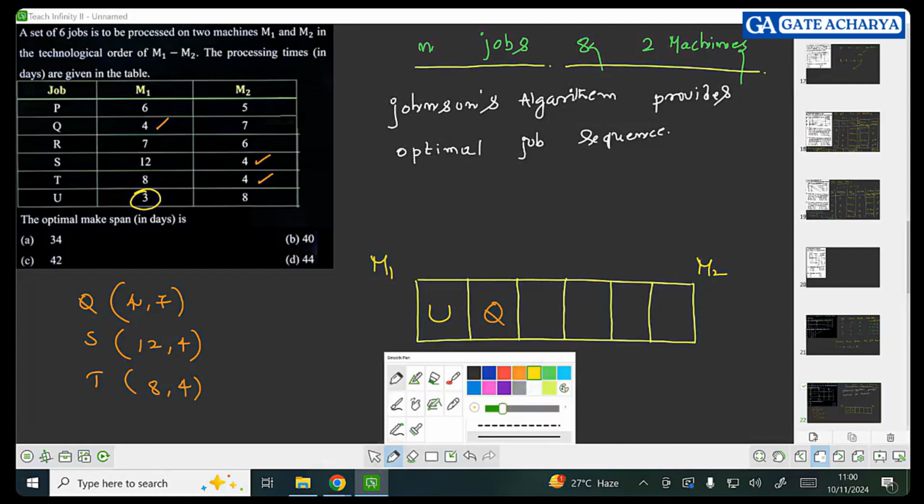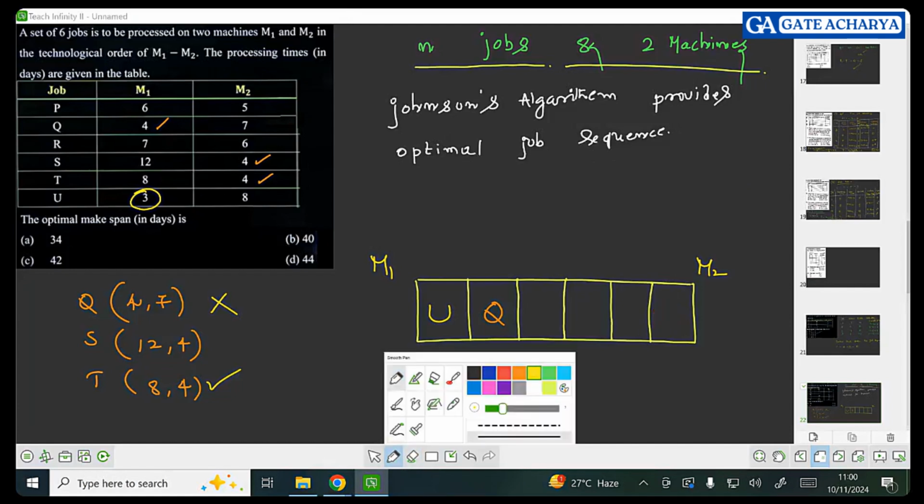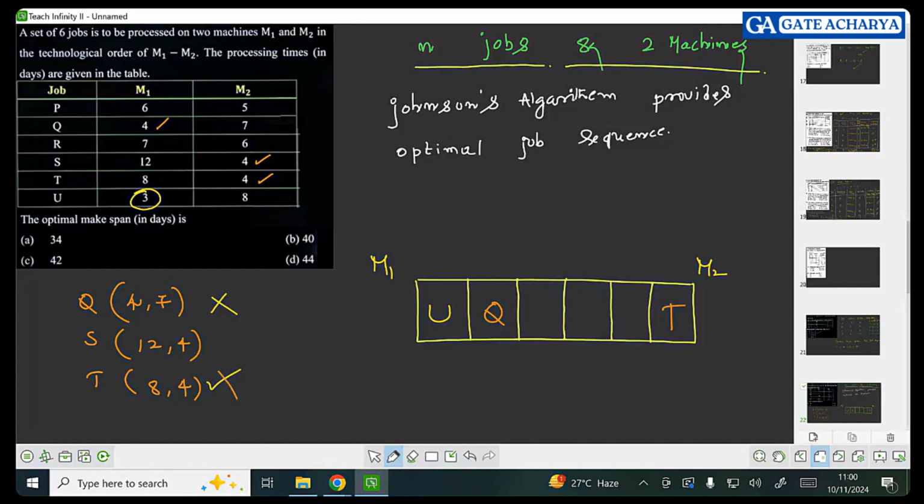Next. In that, which one is less? T is less, and T shortest processing time is 4. And which side is it? M2. Now here your T, this is gone. Next shortest processing time. Which side is 4? M2. Right.